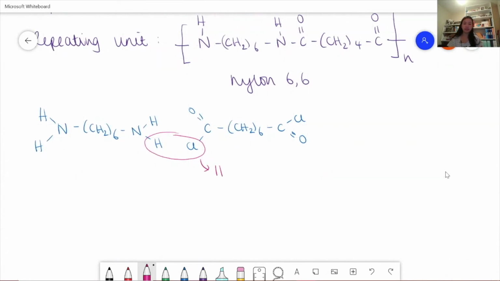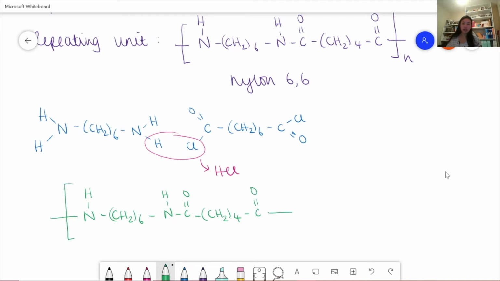And so we still form the same polymer, the same polyamide, which is the nylon 6,6. So we still form this NH CH2 6, NH C double bond O, CH2 4 C double bond O, and I've just drawn the repeating unit. So we still form this.